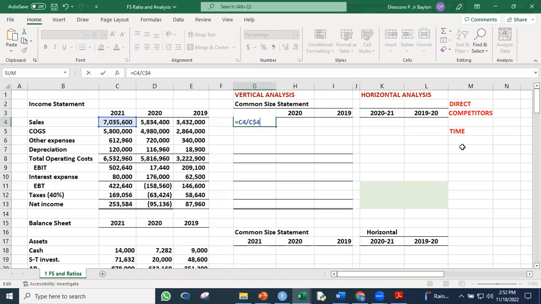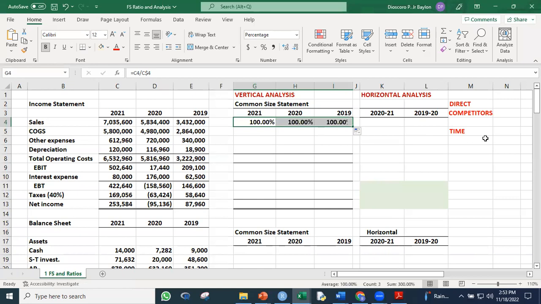Okay, so kindly check, class. If you notice, sales is 100%. Which we expected, because 100% means sales over sales. And then we copy to the right. 100% being 2020 because you're dividing the sales of 2020 by 2020. And then 100% being 2019 because we're dividing the sales of 2019 by 2019.